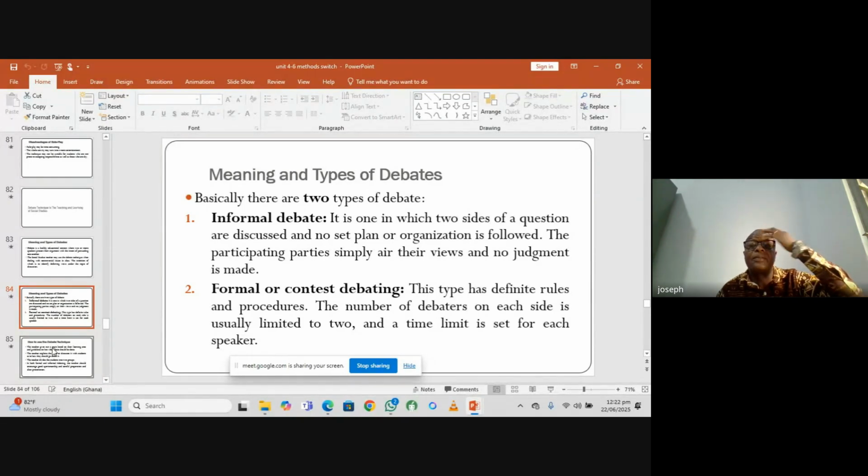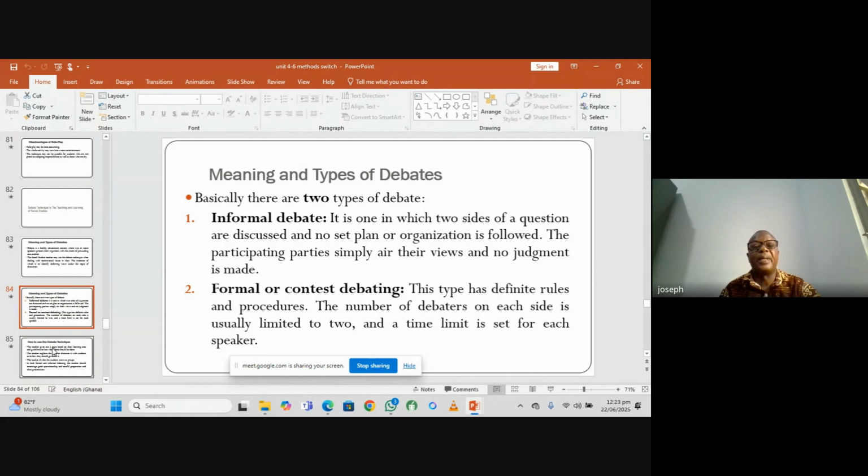Basically, there are two types of debate, informal debate and formal debate. The informal is the one in which two sides of a question are discussed and no set plan or organization is followed. Maybe you and your colleague are just debating on an issue, you are raising your point, he or she is also raising a point without any plan to follow, whereby at the end they will say you made the first because you raised A, B, C, D, or you made the last because you didn't counter this.